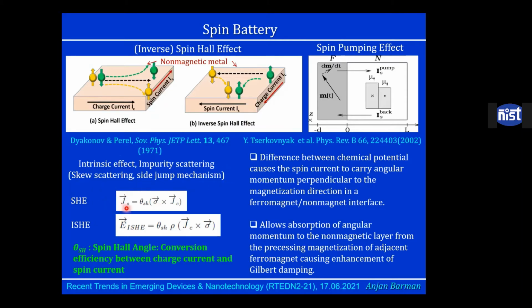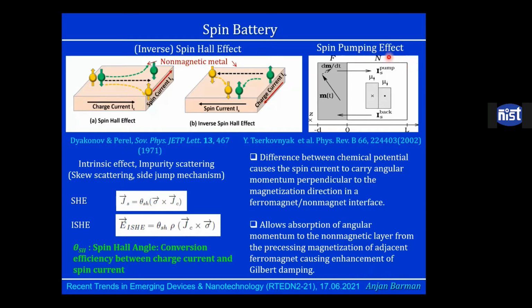The spin Hall effect is a conversion between charge current and spin current. This conversion ratio is given by a parameter known as the spin Hall angle. So Js, the spin current, is theta_SH times sigma, the Pauli spin matrices, cross Jc, where Jc is the charge current. So theta_SH gives the charge to spin conversion ratio, and the inverse is also defined in a similar manner. It is very important to have a high spin-charge conversion, so a high spin Hall angle is very important for spin-orbit electronics.